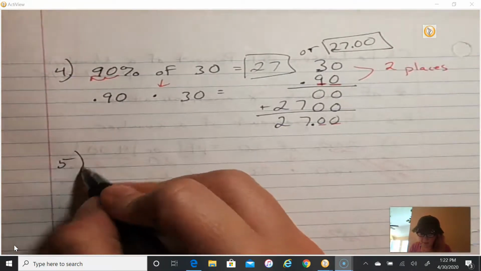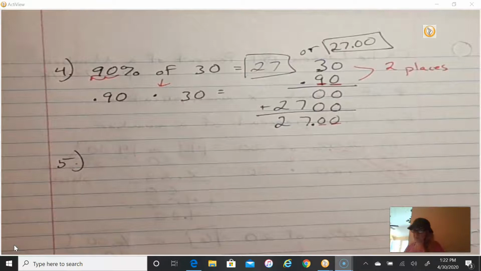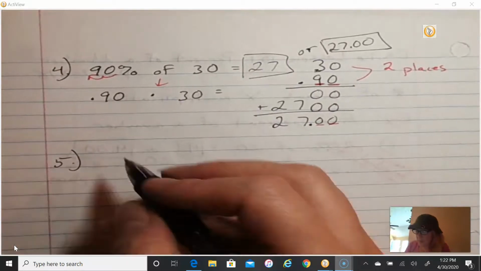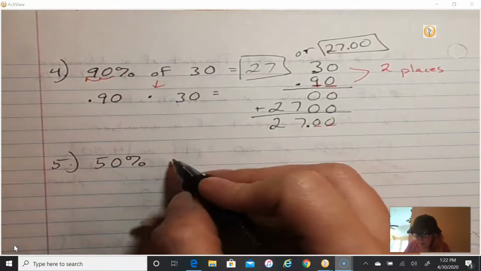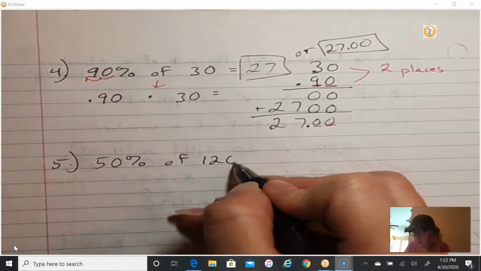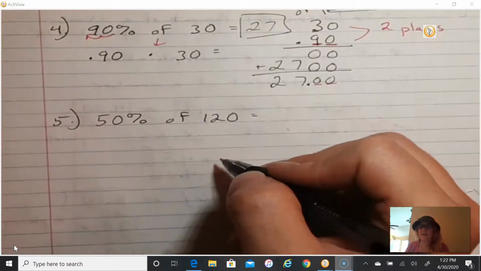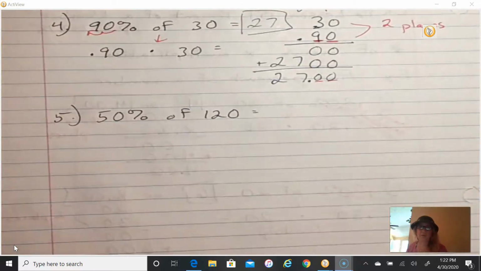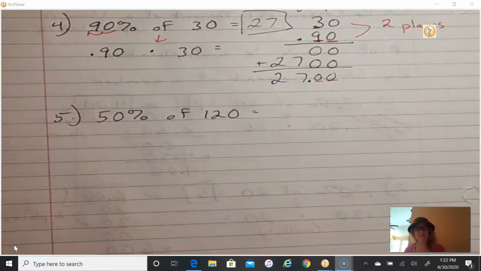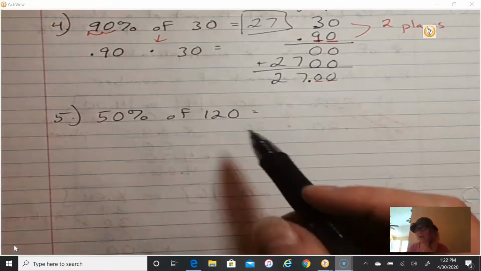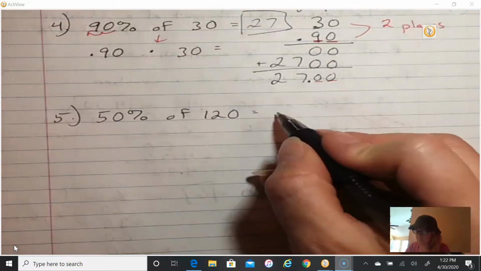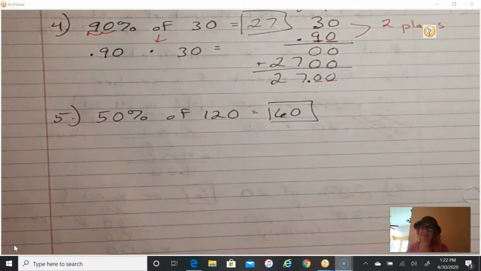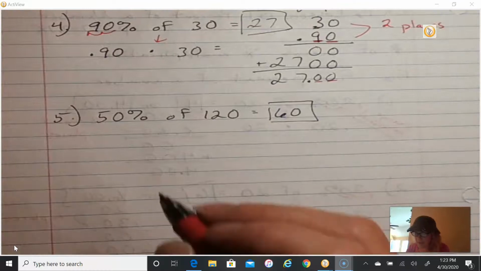All right, 5. What if it's 50% of 120? Some of you can understand just by looking at this. 50%. That's half, right? 50% of something, that's half. So what's half of 120? 60. See, some of these things you can just look at and figure it out.